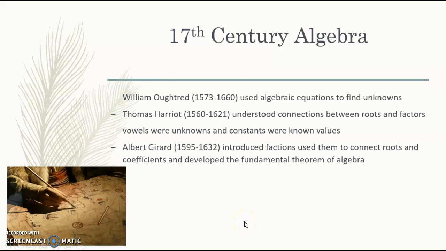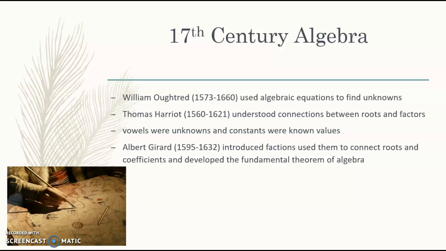Okay, moving on to 17th century algebra. We have William Oughtred. He used algebraic equations to find unknowns. We also have Thomas Harriot, and down here you see a picture of a person making a map. Thomas Harriot was actually a cartographer, and that's what cartographers do, make and draw maps, so he had that background coming into it. And he understood the connections between roots and factors. And we also have that vowels were unknowns and that constants were known values.